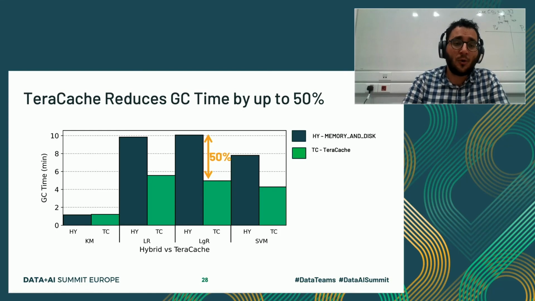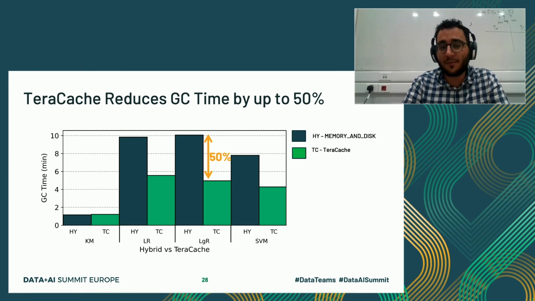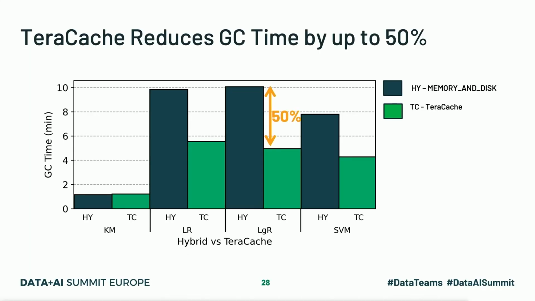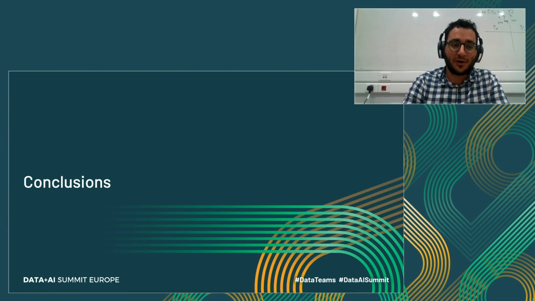Also, here we show the garbage collection time in the memory and disk storage level in the 4 workloads that we discussed before, and in TeraCache. The first bar in each cluster shows the garbage collection cost in the memory and disk storage level, while the second bar shows the garbage collection cost in TeraCache. TeraCache reduces garbage collection time by up to 50% because it avoids traversing the cache RDD's objects on every garbage collection cycle.